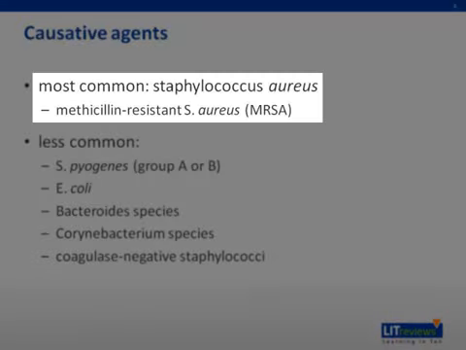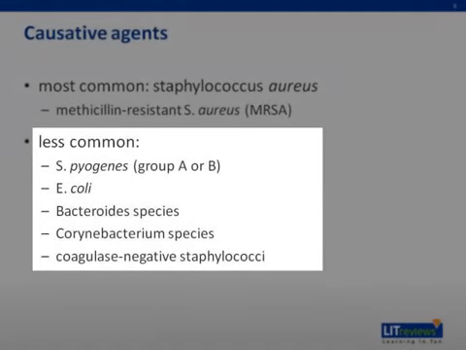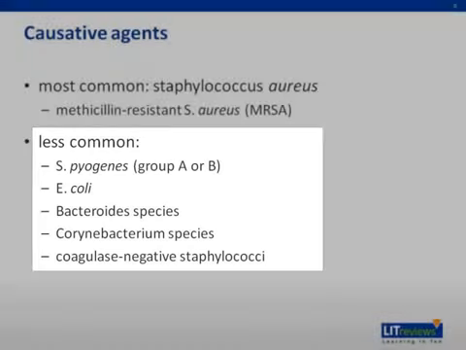The most common cause of mastitis is Staph aureus. Methicillin-resistant Staph aureus, or MRSA, is seen in both simple mastitis and cases complicated by abscess. In a recent small study, MRSA was found to be the most common causative agent. Less common causes of mastitis include Strep pyogenes, E. coli, Bacteroides species, Corynebacterium species, and coagulase-negative Staphylococci.